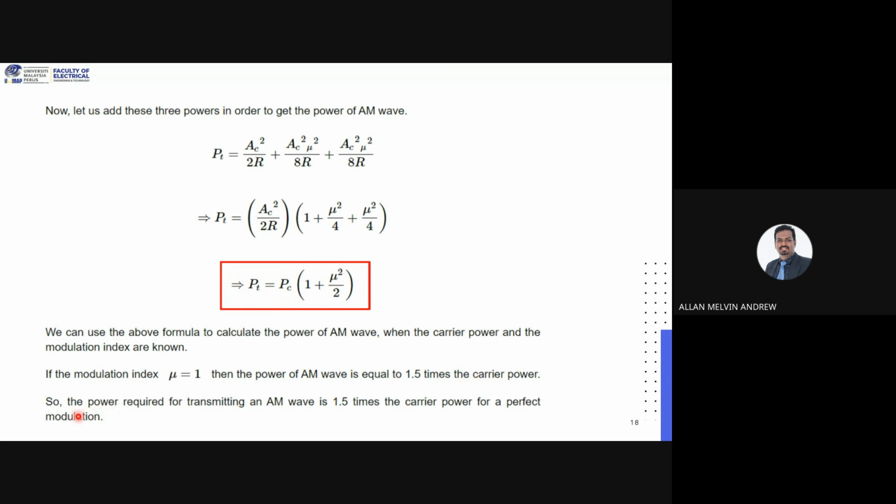Okay, so the power required for transmitting the AM wave is 1.5 times the carrier power for perfect modulation. So if you want to achieve a perfect modulation, you need to supply 1.5 times the carrier power Pc. Then you will get a perfect modulation, without any distortion. So that is how we calculate.